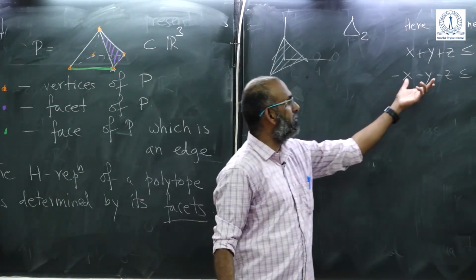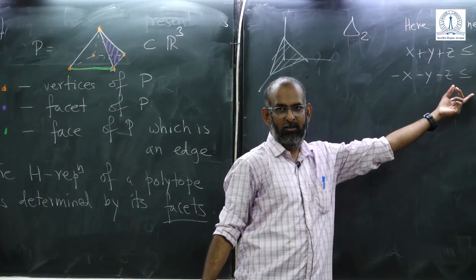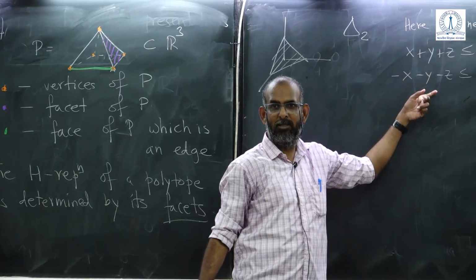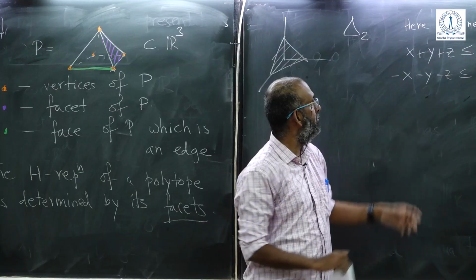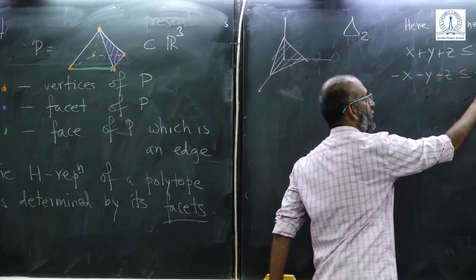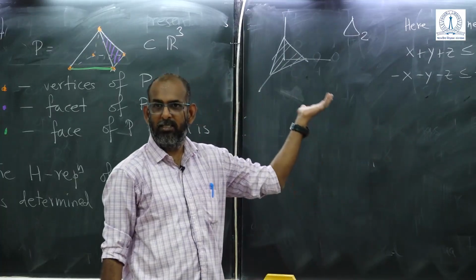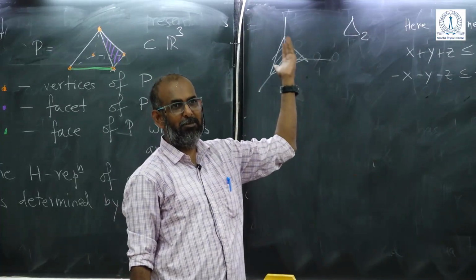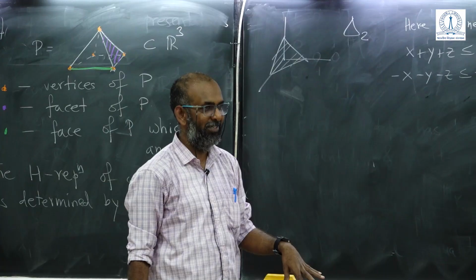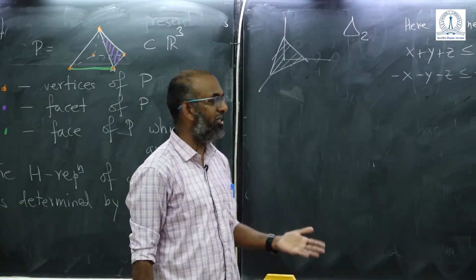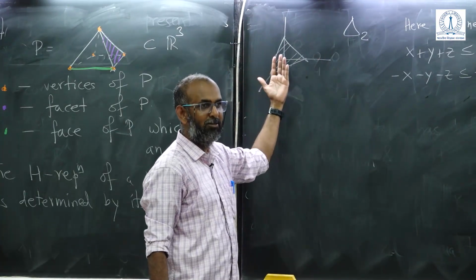Or in other words, x plus y plus z is greater than or equal to 1. So we need both these hyperplanes. One says that x plus y plus z is less than or equal to 1. One says x plus y plus z is greater than or equal to 1. So that forces it to lie in x plus y plus z equal to 1.